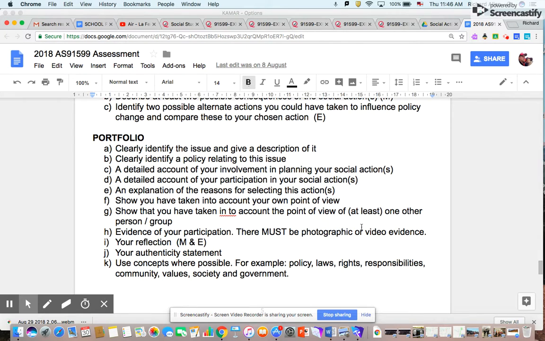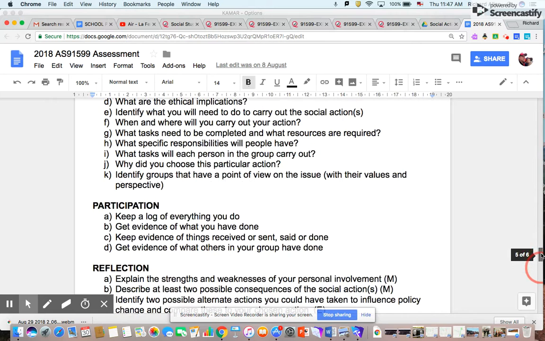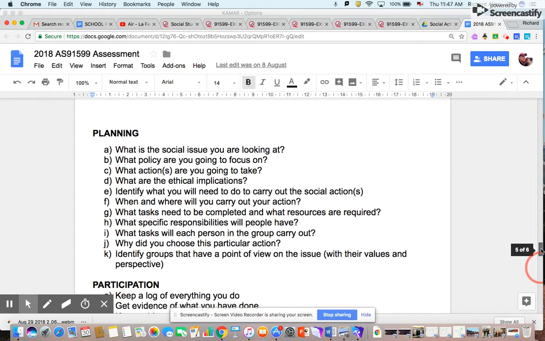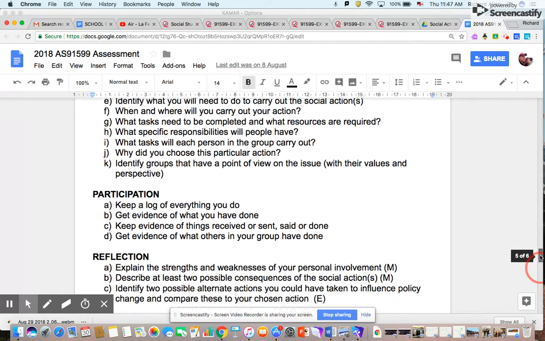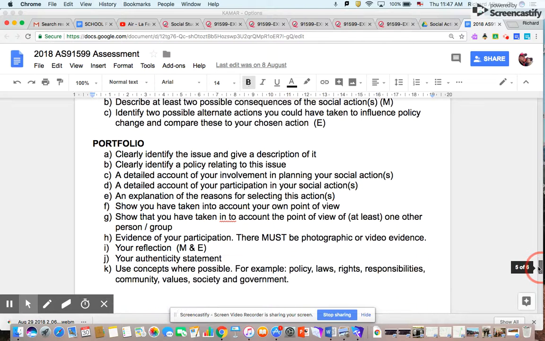This is an online tutorial about how to pass your assessment about a social action. We've passed the planning stage already, so now you're going to have to be into your portfolio. So this idea about planning has been and gone. If you've done a good plan and you've got all that information, then you're easily going to be able to take most of that through to your portfolio.